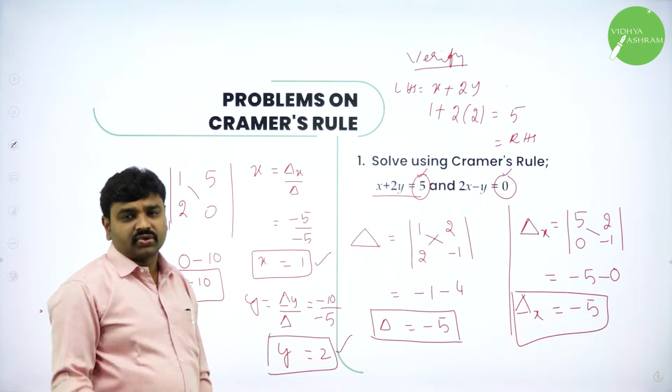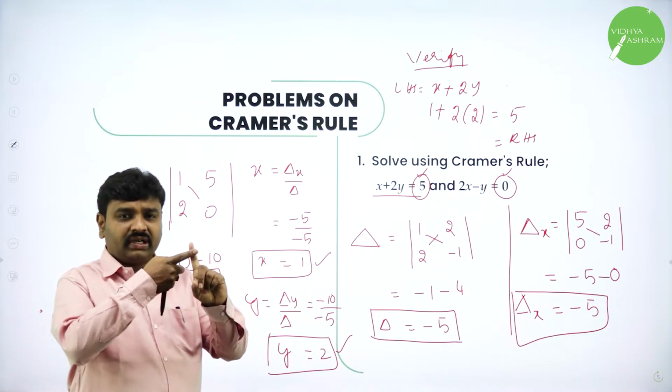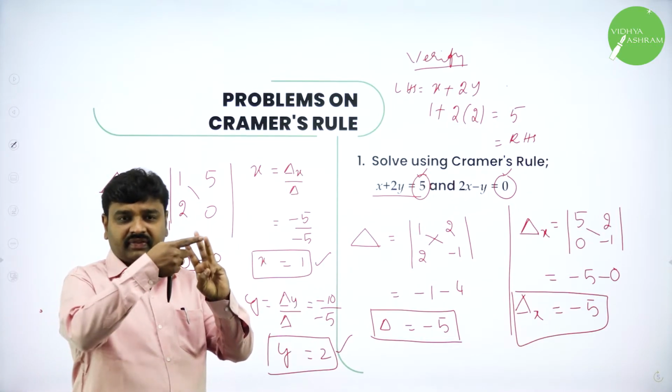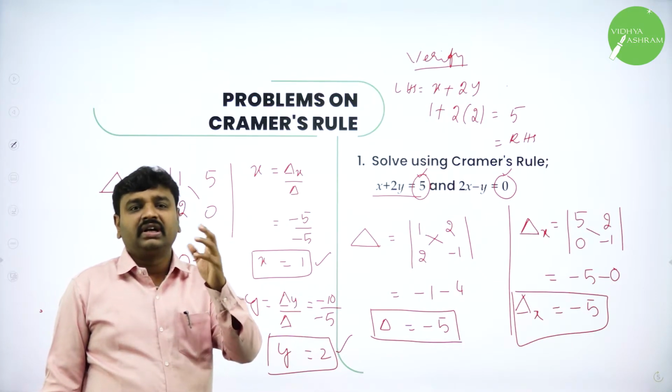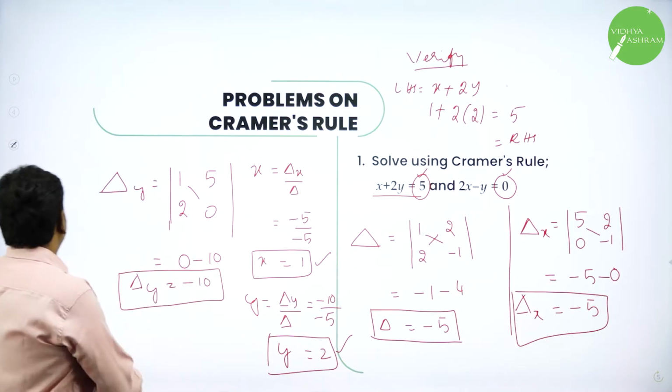So now I hope all of you understood Cramer's rule. First find delta, then find delta x, then find delta y. What is the x formula? Delta x by delta. What is the y formula? Delta y by delta. Next.